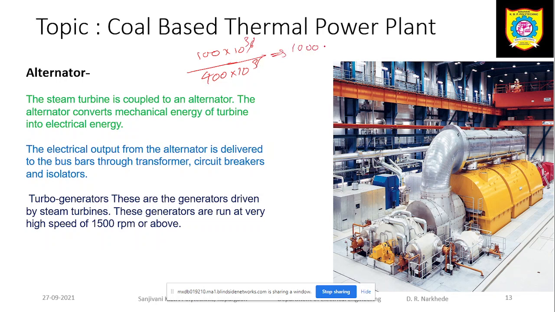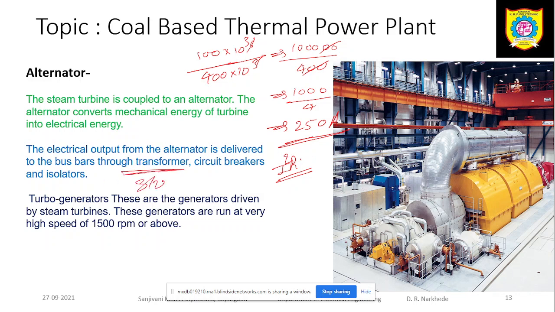So it is 1 lakh divided by 400. These two, this is 1000 divided by 4. So it is 250 ampere. So my current will drastically reduce from 9000 ampere to 250 ampere. So that's why your losses are also going to be reduced. The I square R losses which take place inside the system are also going to be reduced. That's why we use the transformer, and these transformers are called step up transformers.